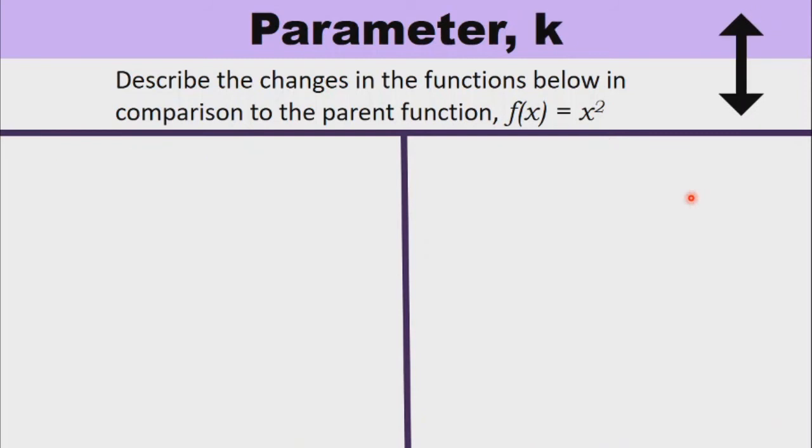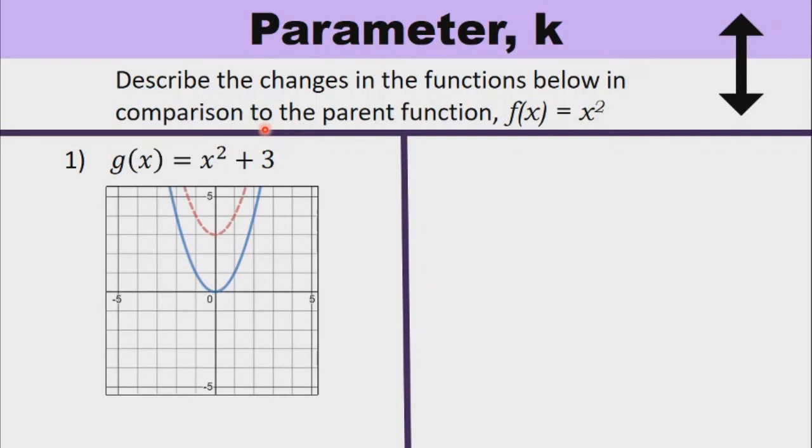K is also vertical shift, up and down. I put this arrow just to help you remember that K is the vertical translation up and down. So example 1 for K: you can see that K is just being added to this parent function. So this is being added to it, and that is just going to move the graph up by 3. The graph is going to shift up by 3, or you can say translated up by 3.